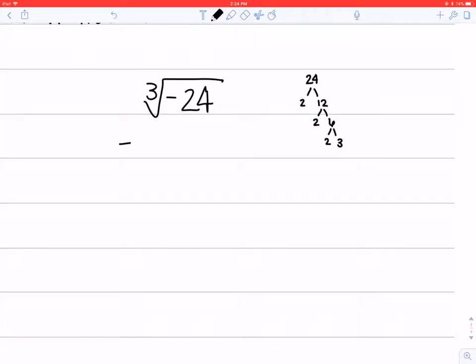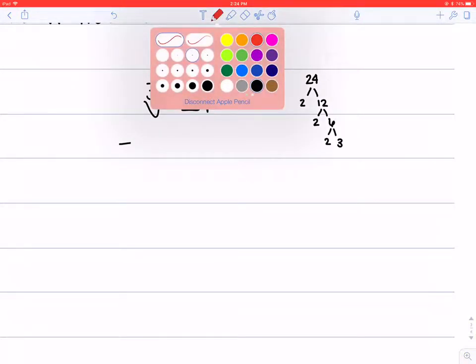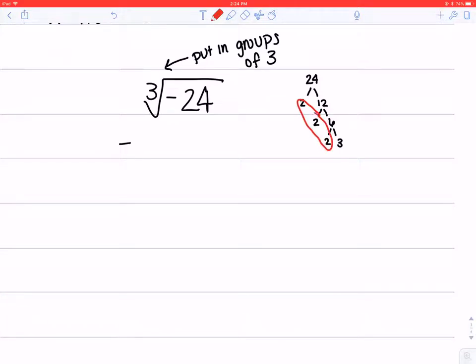Over here, because it's a cube root, I want to put into groups of 3. So I'm looking for groups of 3. I have one group of 3, one group of 3, and a group of 2, if that makes sense. I have a 2 coming out. So 1, 2 is coming out because it's all grouped up, and then I have 1, 3 left over. So I have -2 cube root of 3.